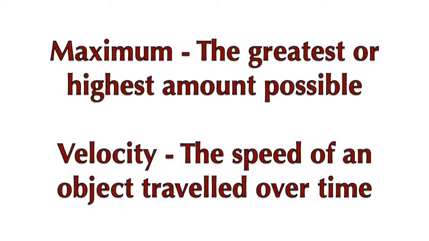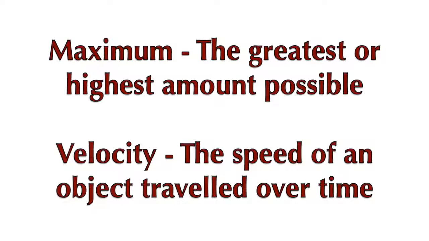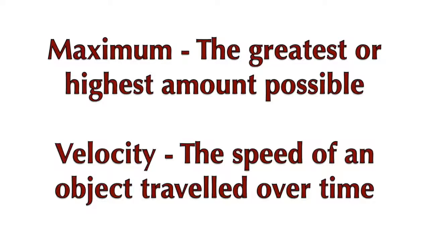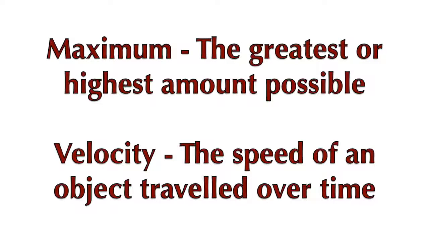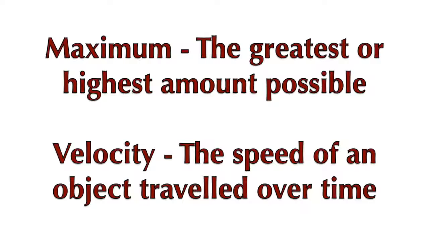For Lecture 7, we're going to discuss the second part of all sprint races, and that is maximum velocity. Before we get into this, I want to give you the scientific definitions of the two words maximum and velocity. Maximum pretty much means the greatest or highest amount possible. Velocity means the speed of an object traveled over time.